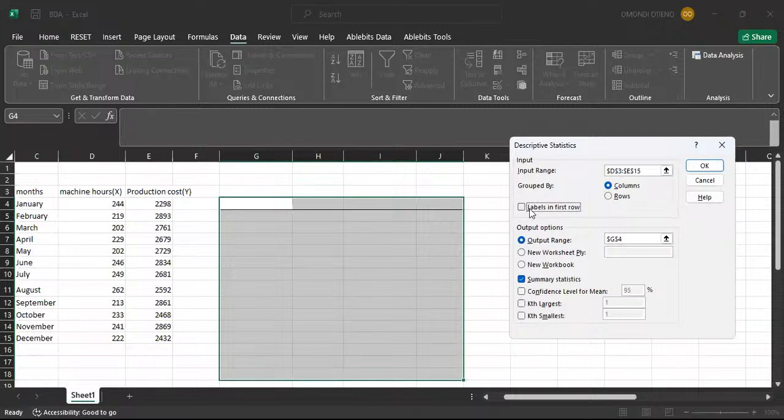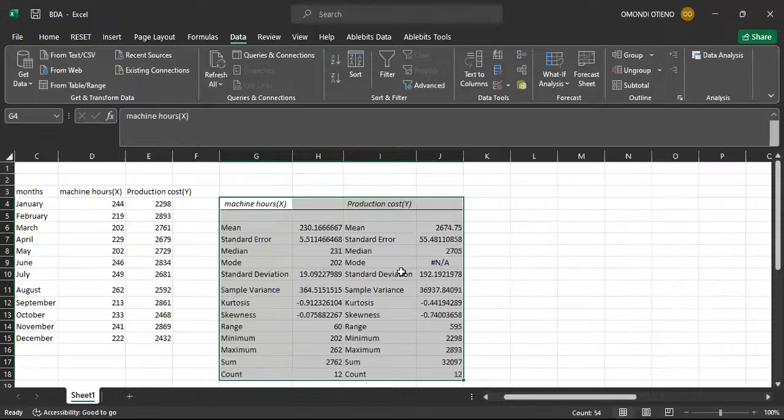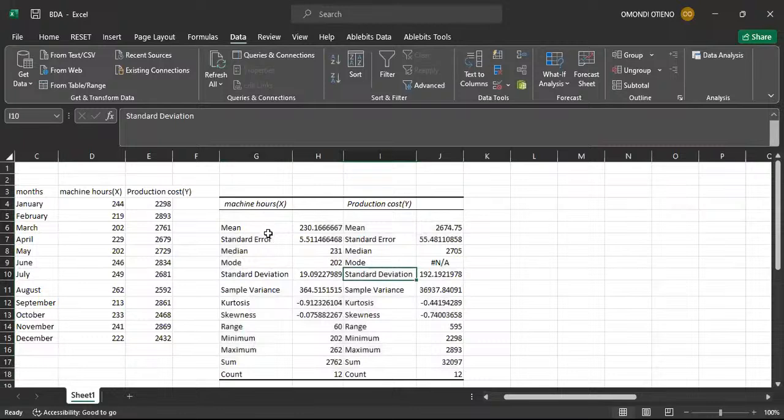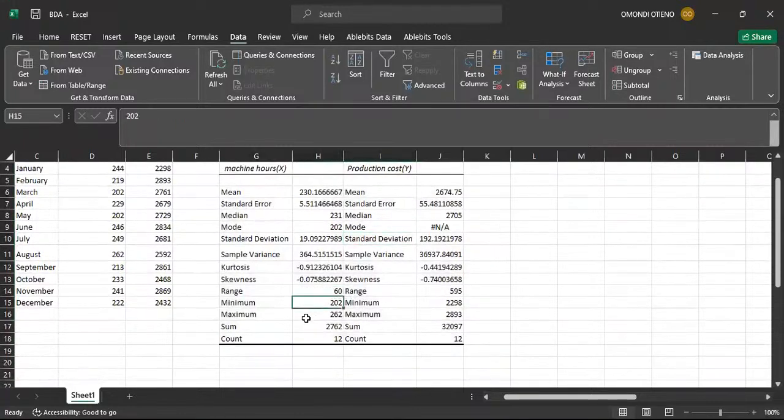Then I ensure that because I've included the title, I instruct my Excel that labels are there in the first row. Then the output range, I want it to give me the results beginning from this point here within the same worksheet. And it should also give me summary statistics. And then, okay. If you do that, you'll be able to see minimum, maximum.